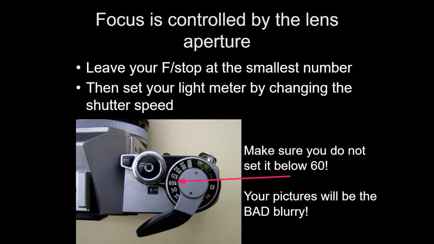So once that's set, we would then change your shutter speed to accommodate that, making sure that our shutter speed doesn't fall below 60, because then we'll get bad, blurry, camera shake images too. So we're going to make sure we stay at 60 or higher if we were using a film camera.